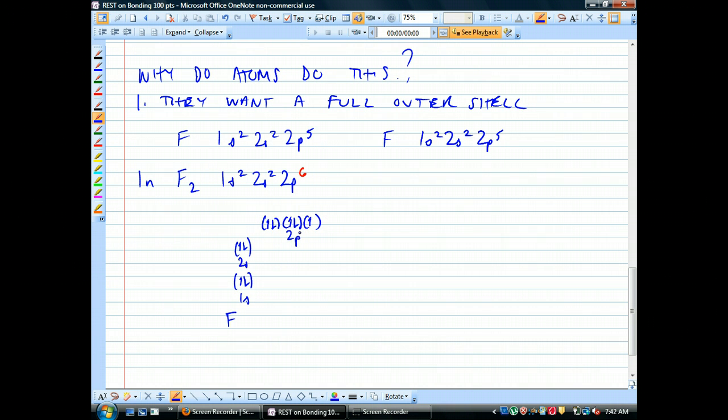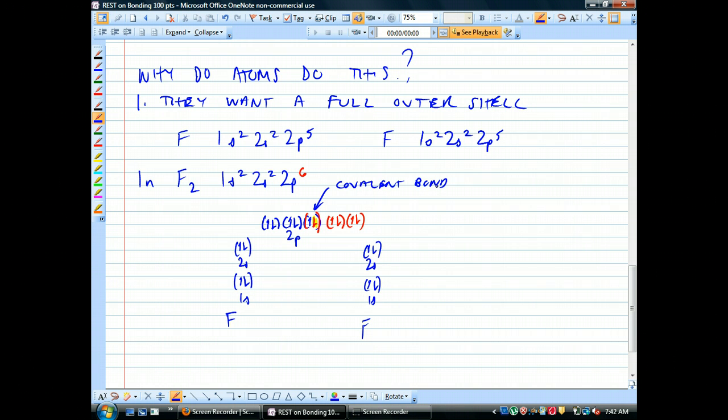It's 2p. Right now, it's got a gap. Here's another fluorine over here. And what we'll do is we'll show it like this. See that? This then is the covalent bond. And it actually is an orbital.